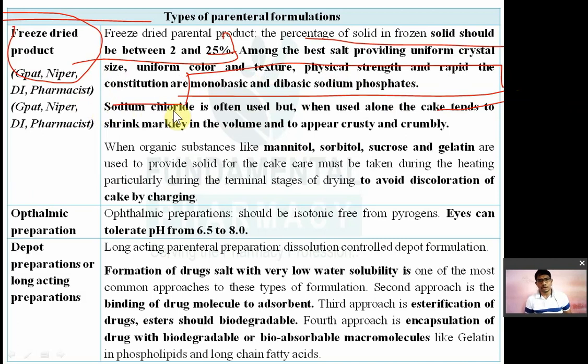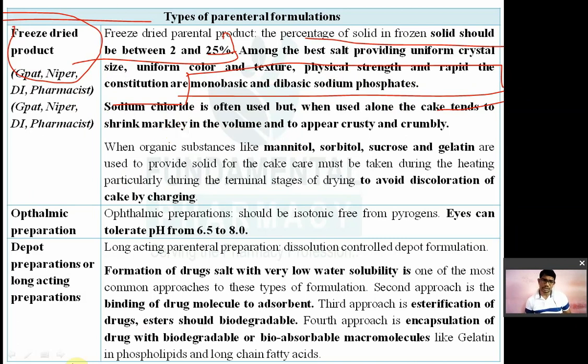Sodium chloride is often used, but there is one problem with sodium chloride. If it is used as a bulking agent, what will it do? It will shrink in the volume of total powder. Finally, जो powder बनेगा उसका volume कम हो जाएगा. Sodium chloride is often used, but when it is used alone, the cake tends to shrink markedly in the volume and appears to be crusty or crumbly. So इसके ऊपर कम से कम 2-3 बार क्वेश्चन आ चुका है.